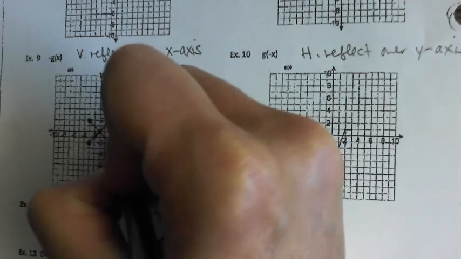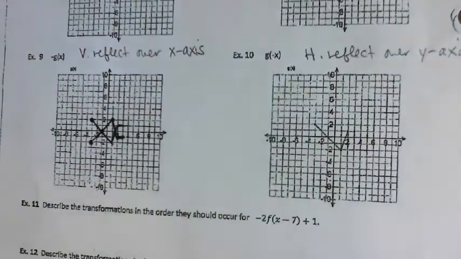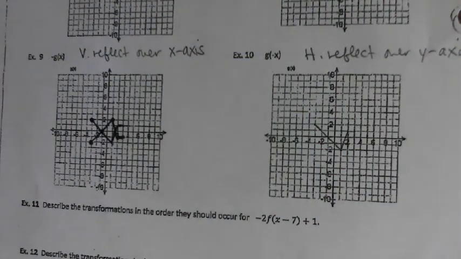So when you draw the reflection on the original, it should create something that is symmetrical to the x-axis, right? Because the x-axis was that line of reflection. Okay?